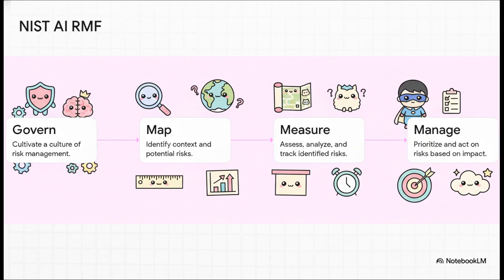So that new approach is laid out in frameworks like the one from NIST, which breaks the process into 4 key actions. It starts with govern, which is all about creating a culture that takes risks seriously. From there, you map out the context and identify all the potential risks. Then you have to continuously measure to assess and track those risks. And finally, you manage them by prioritizing and taking action based on their potential impact.